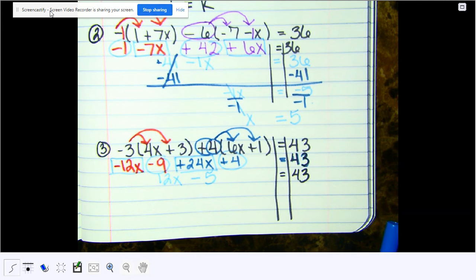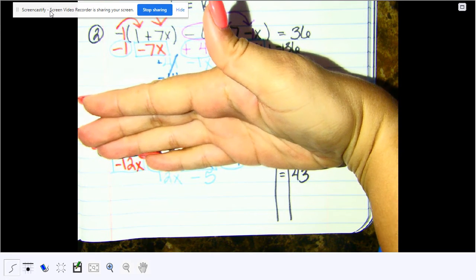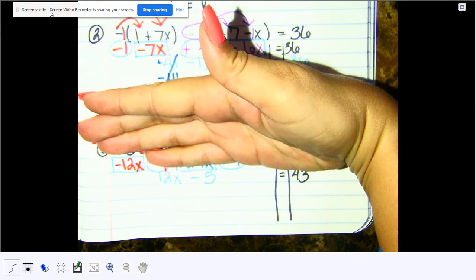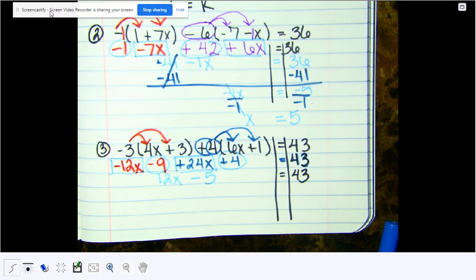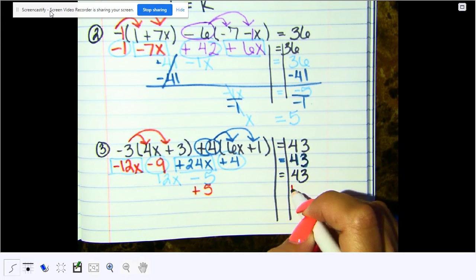Now this starts to look much nicer. If I'm looking from here up, it's just a two-step equation: 12x minus 5 is equal to 43. So now we have to start doing our inverse operations. I have no more like terms to combine. So the opposite of a subtract 5 is adding 5 to both sides.